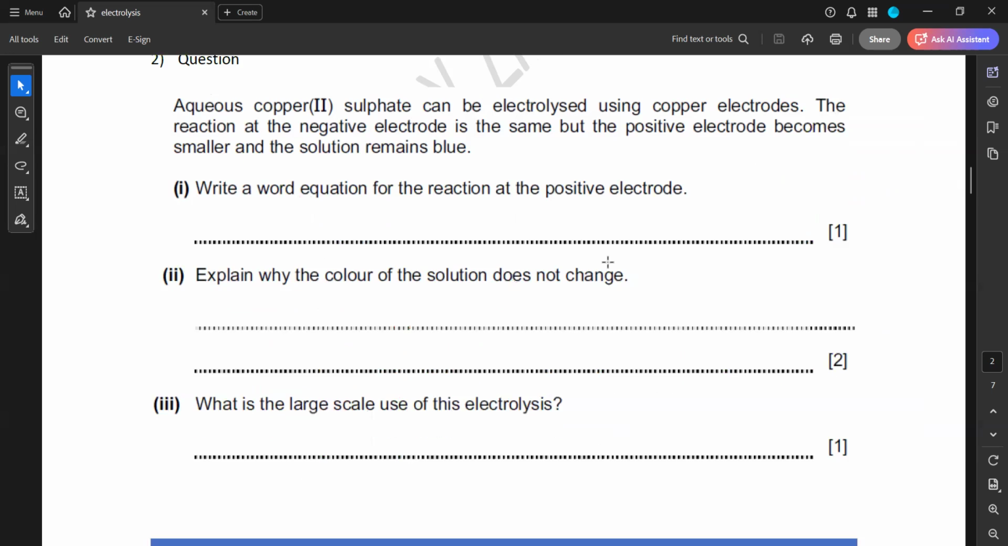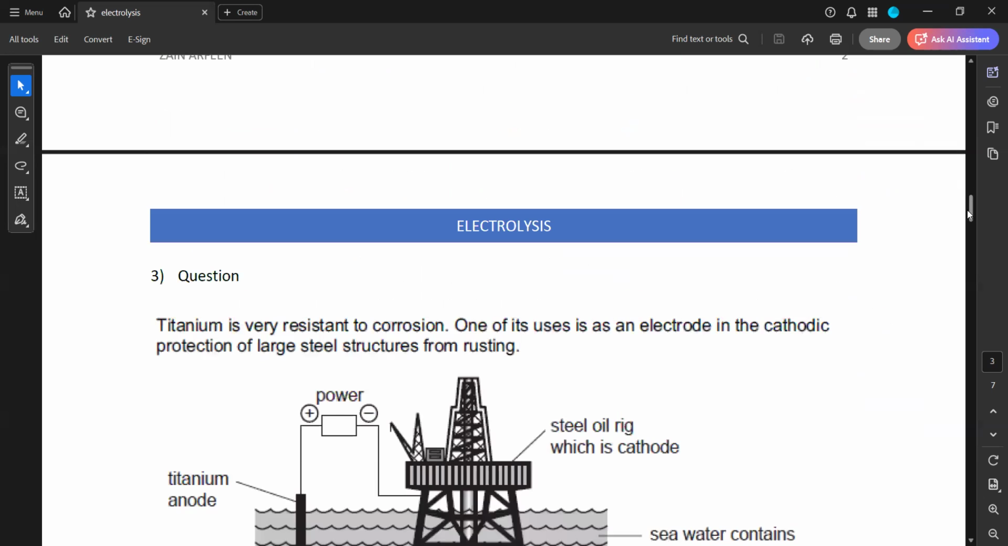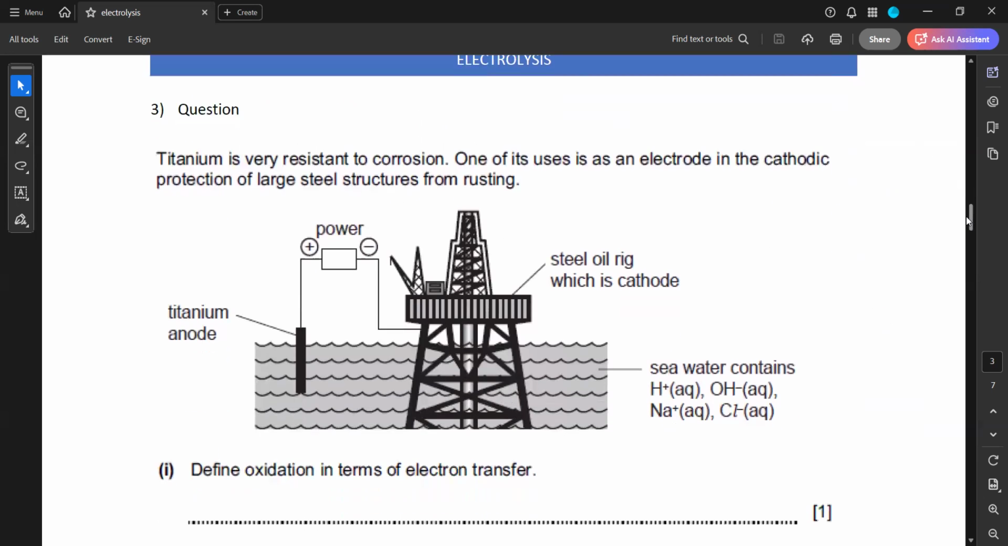We can use this technique to extract copper from different substances. Question 3: titanium is very resistant to corrosion.